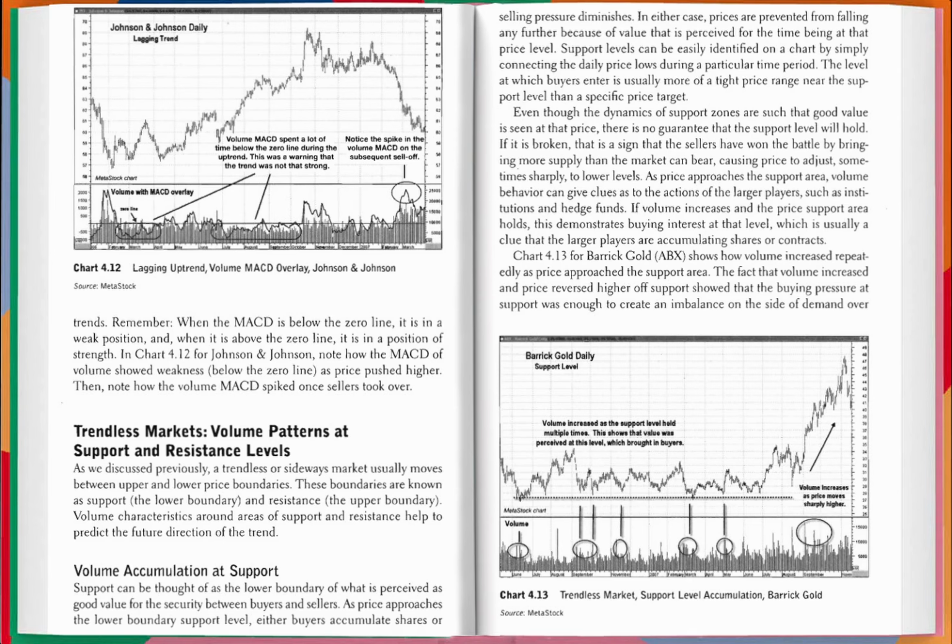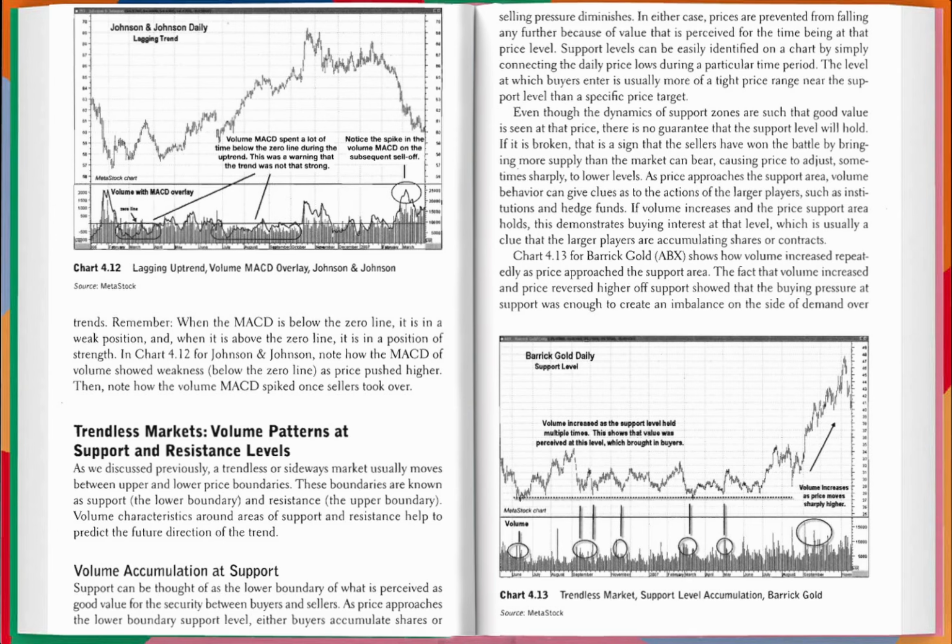Volume accumulation at support. Support can be thought of as the lower boundary of what is perceived as good value for the security between buyers and sellers. As price approaches the lower boundary support level, either buyers accumulate shares or selling pressure diminishes. In either case, prices are prevented from falling any further because of value that is perceived for the time being at that price level.